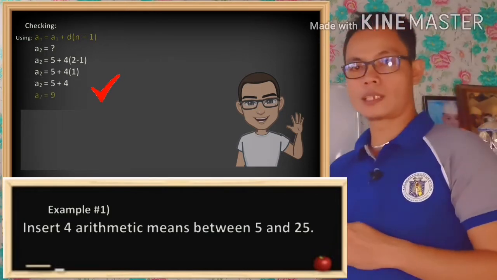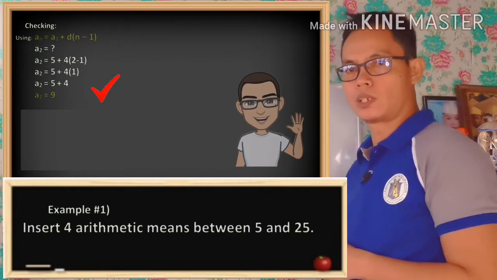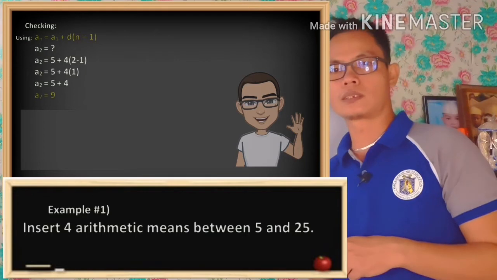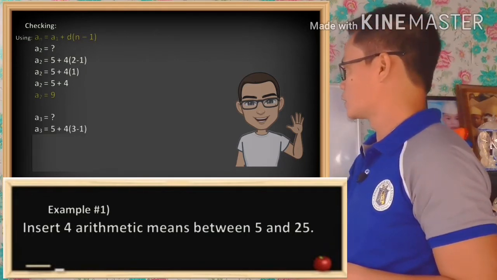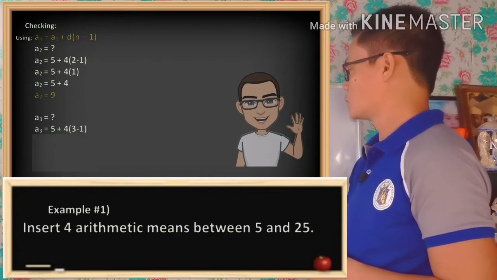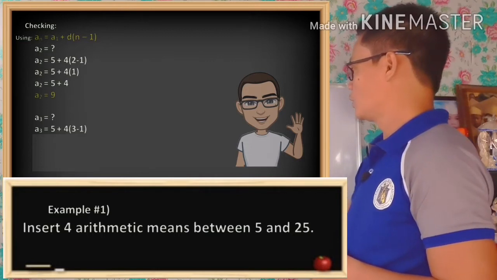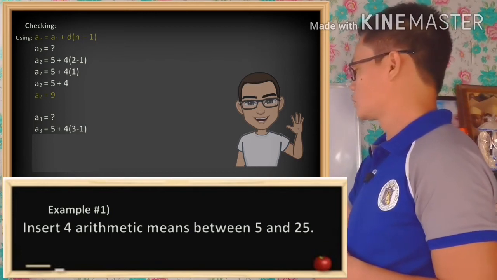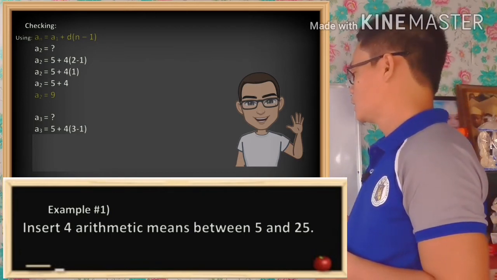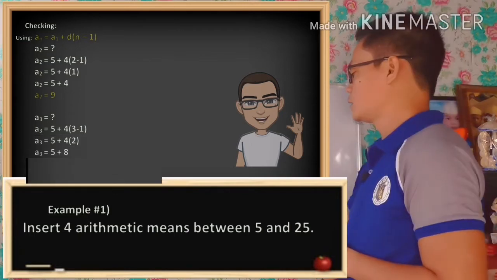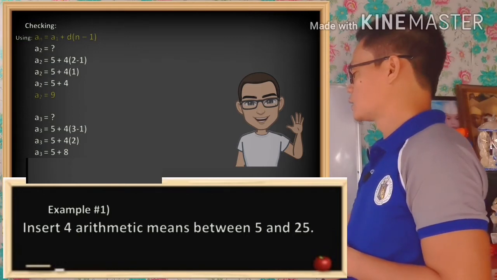Meaning to say, even if you use the formula in this particular checking, it is always correct. Let's try again for the third term. A sub 3: the first term is 5, the value of d is 4, then n is 3 minus 1. So we have a sub 3 equals 5 plus 8. So a sub 3 is 13.